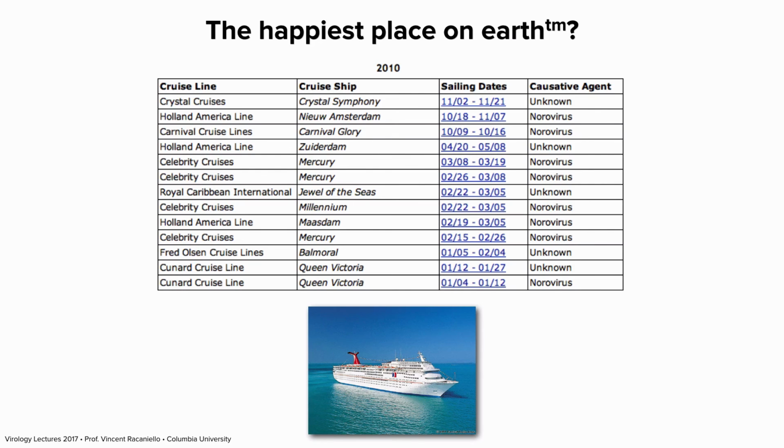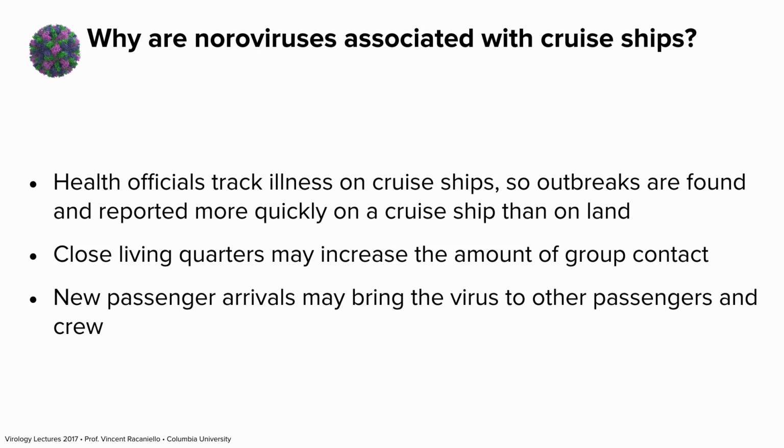So this is a big deal, because it's an economic thing. But as I said, it's not the major part of how the virus is transmitted. But health officials do track illnesses on cruise ships, so we find them more often than on land. Close living quarters, of course, in a cruise ship, and new people arriving can bring virus in and contaminate surfaces, and the crew as well.